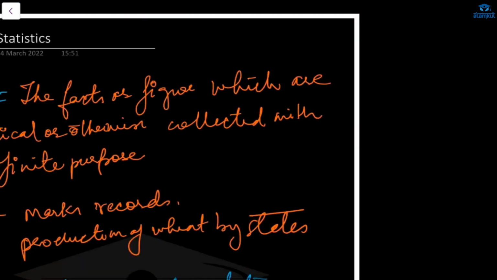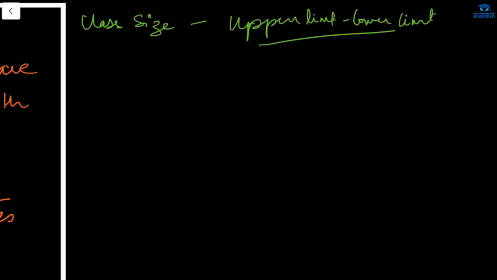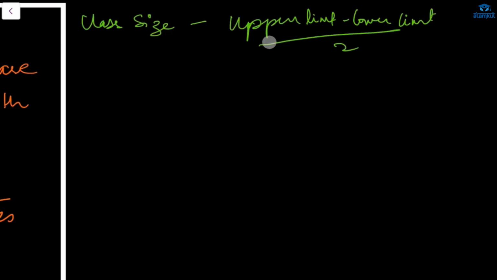We have class size. Class size is upper limit minus lower limit. No, sorry, not divided by 2, you do that afterwards. You are just going for class size, so it is just upper limit minus lower limit. That will be your class size. If you have a class of 10 to 20, the class size will be 20 minus 10, which is equal to 10. So 10 is the class size.